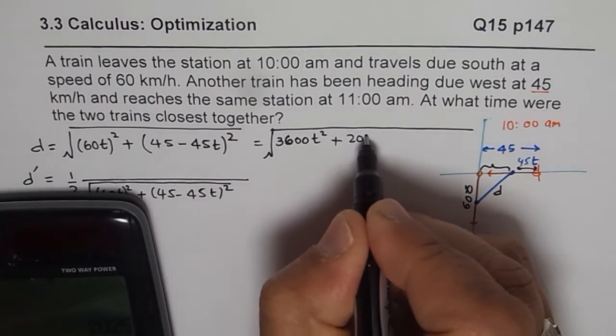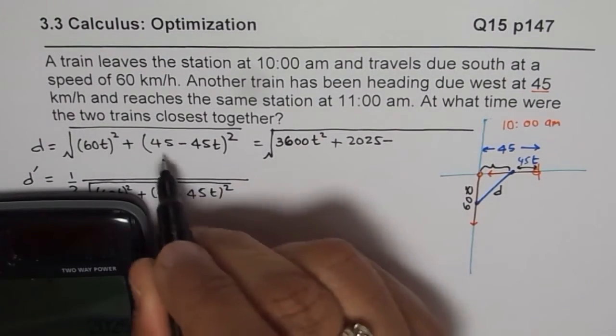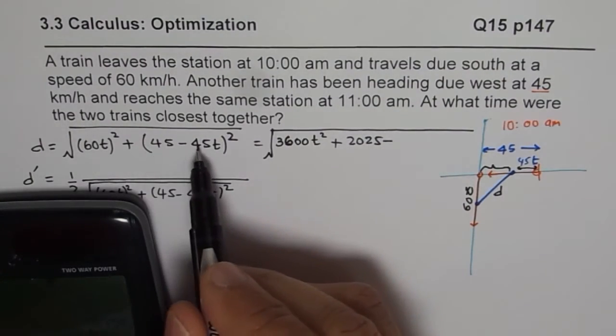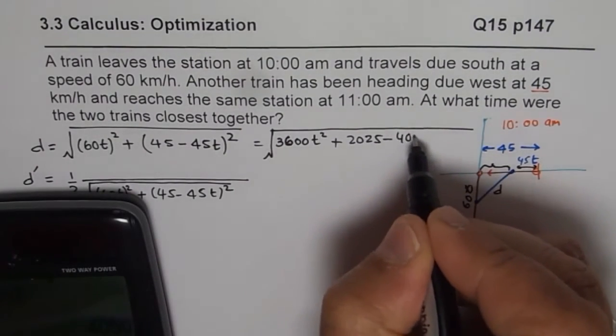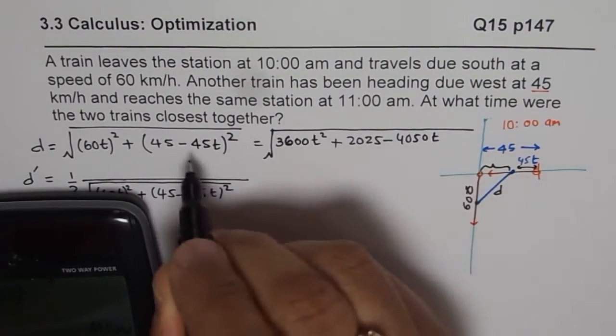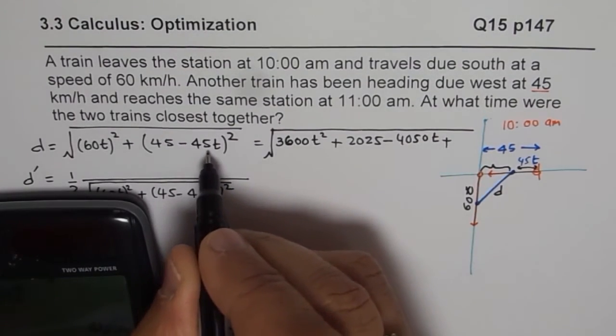2025 minus 2ab. So 45 times 45 times 2 equals 4050 t, plus 45 square.